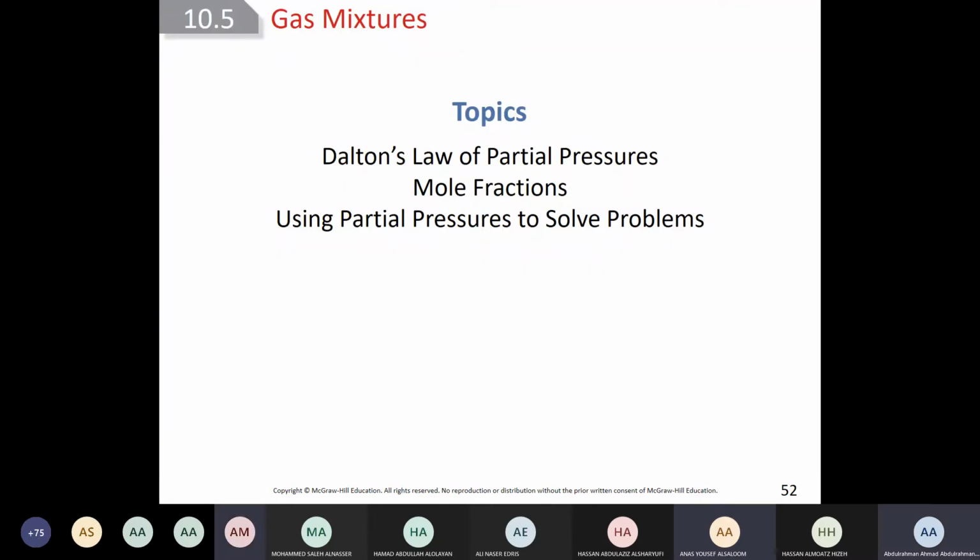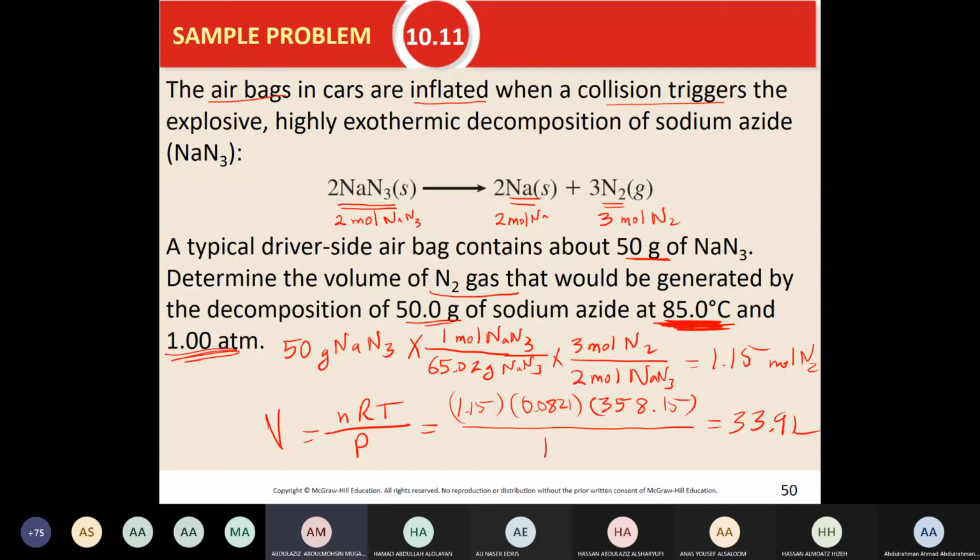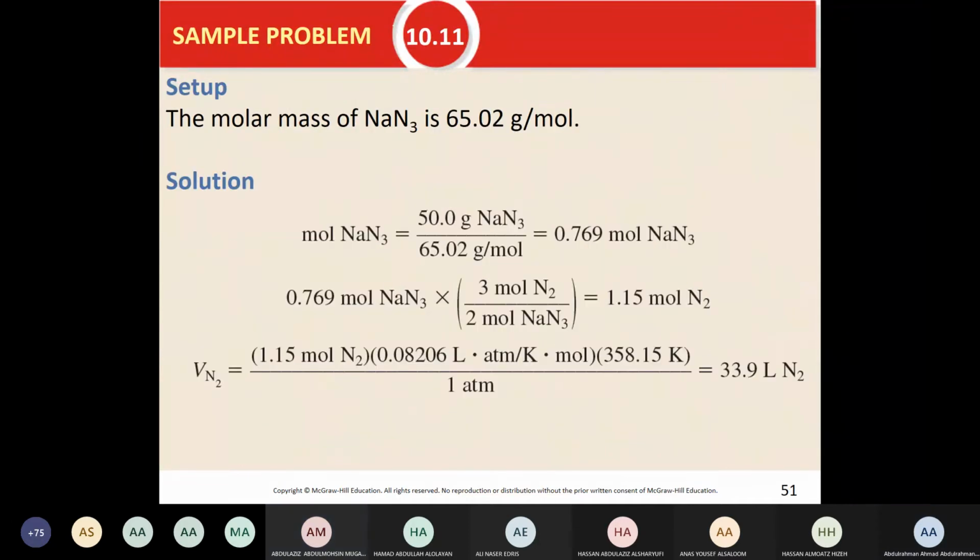Okay, next. Doctor, for this problem, if it said it was at STP, could we have used 22.4 liters? Or because it's solids, we can't? No, you have to change it then. I did not do that.